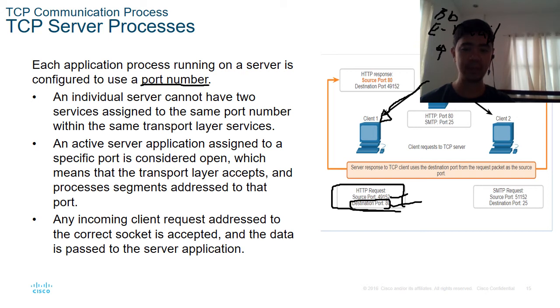What happens is the source port in the request becomes the destination port in the response. So this 49152 in the server response will become the destination port. And then the destination port in the request becomes the source port in the response. Take note of that. They interchange. That's the keyword, interchange.